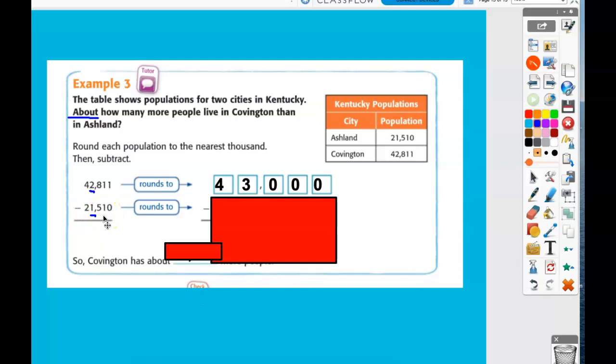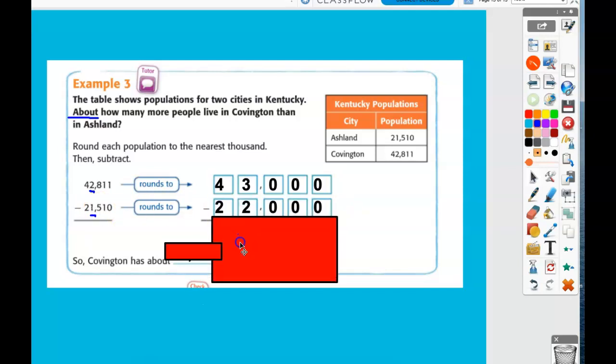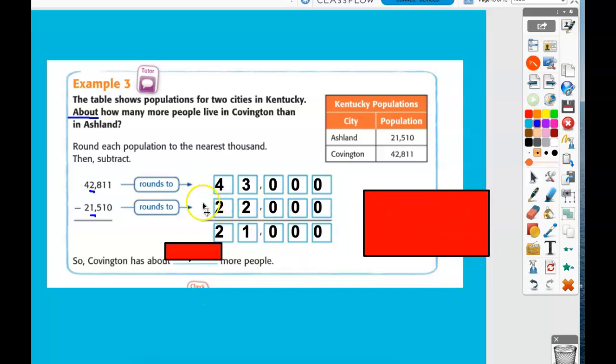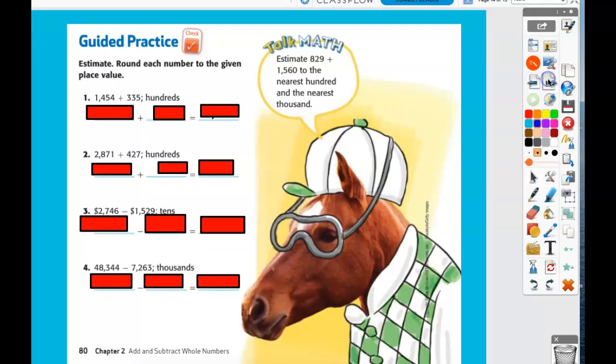21,510. Again, we're rounding to the nearest 1,000. Need to look at this guy. He is 5 or more, so then he's got to go up. So that becomes 22,000. Don't forget, it's a subtraction problem because it said how many more people. So 43,000 minus 22,000, and your answer is 21,000 more people. Good.